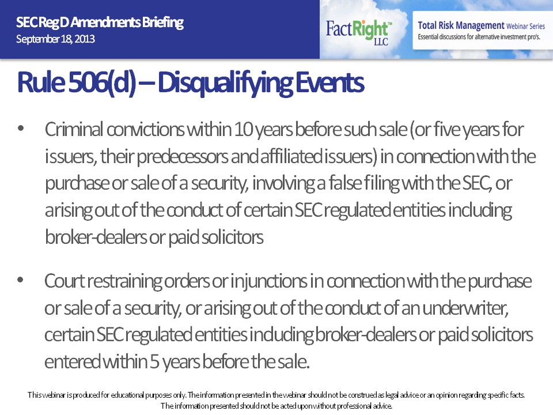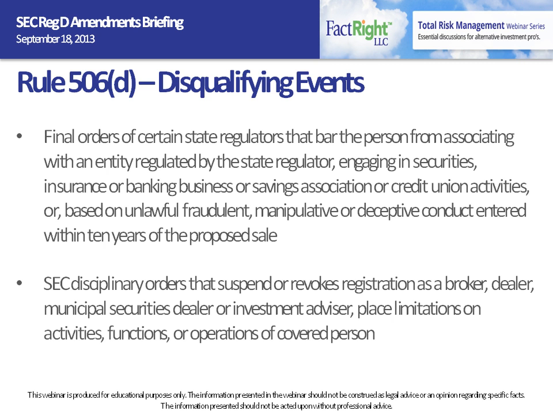Court orders or injunctions that relate to the purchase or sale of security and arise out of the conduct of being an underwriter or an SEC-regulated entity that were entered within 5 years before the sale. Final orders of certain state regulators that bar or prohibit the person from association with an entity that's regulated by the state regulator. And that involves entities that are engaged in securities, insurance, banking, or savings associations or credit unions. And it would involve orders based on unlawful, fraudulent, manipulative, or deceptive conduct. And those would be orders entered within 10 years of the proposed sale.